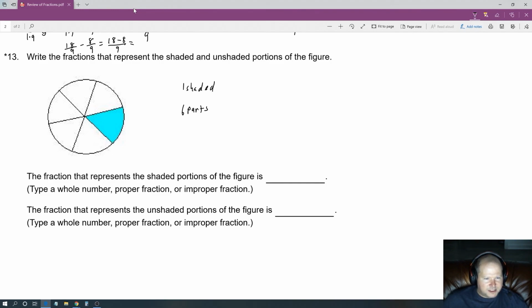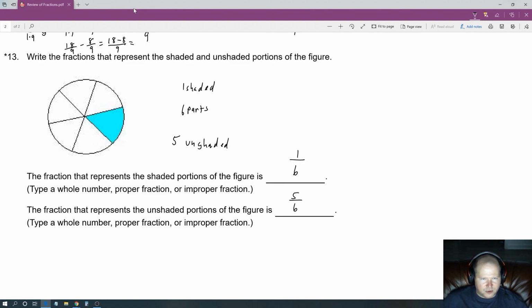The fraction that represents the shaded portion of the figure is, well, we'd have 1 out of all the parts, which is 6. Now the fraction that represents the unshaded parts, well, we have 5 unshaded. 1, 2, 3, 4, 5. So in this case, we would have 5 parts that are unshaded out of a total of 6.